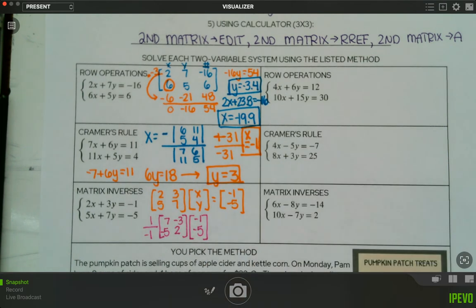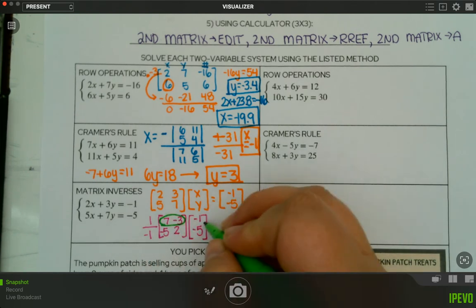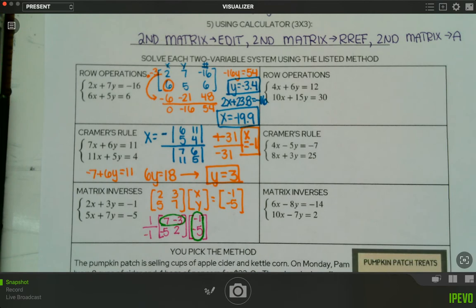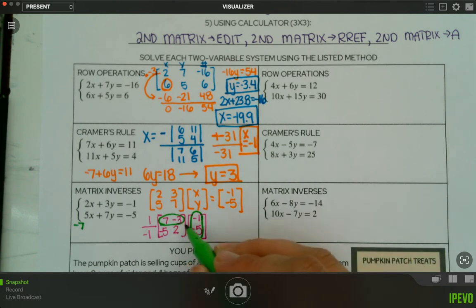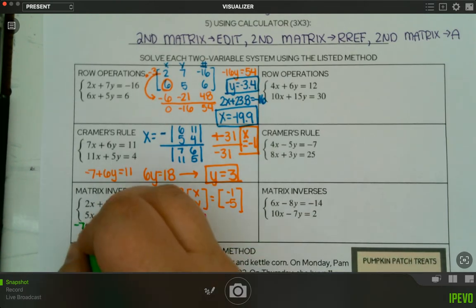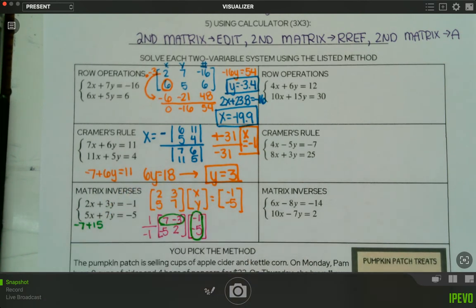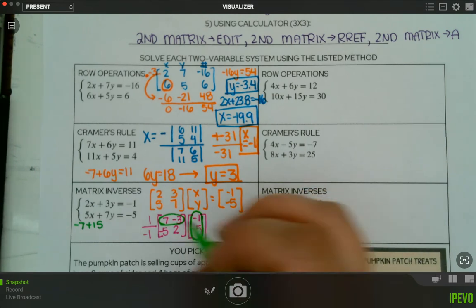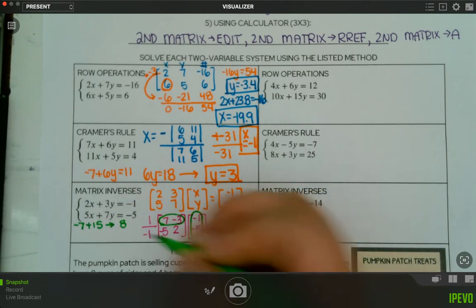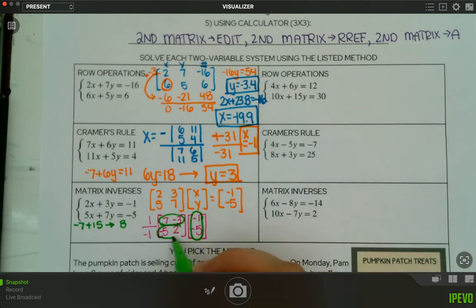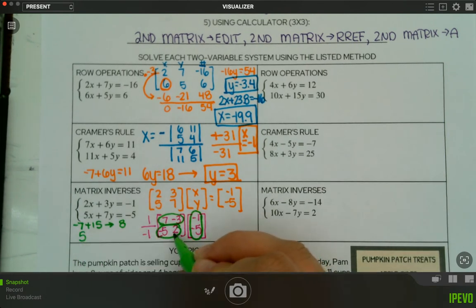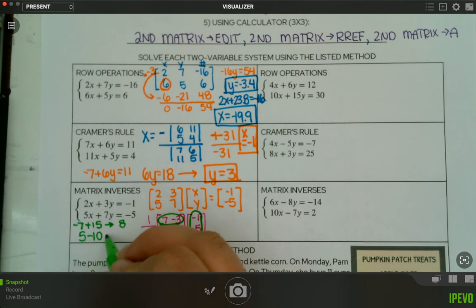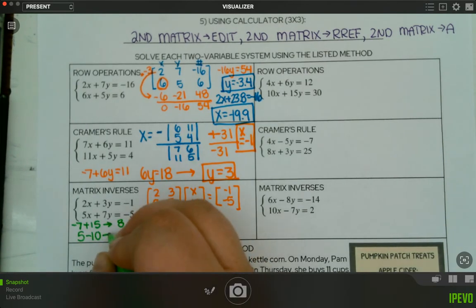Okay, and I'm going to do a little bit of side work over on the left as I multiply this row times this column, because that's how you multiply matrices. So I get 7 times negative 1, that's negative 7. Negative 3 times negative 5, that's 15. And I add those two answers together because they're within the same column. Okay, so that's going to be 8. And then I have negative 5 times negative 1 is 5. And 2 times negative 5 is negative 10. Well, 5 minus 10 is negative 5.